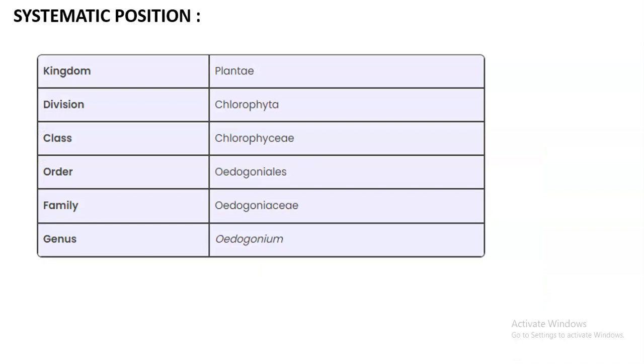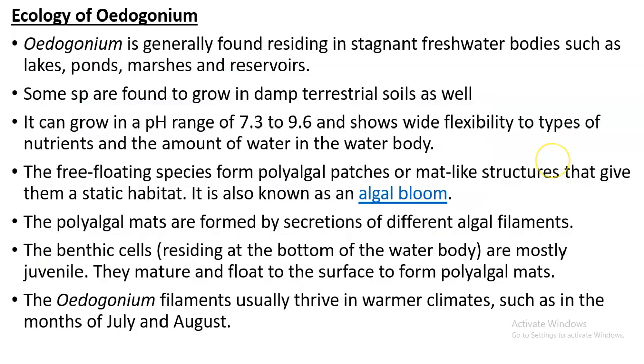So coming to its systematic position, whenever we are writing an answer in algae, if it is related to some genus, we have to write the systematic position first. So it belongs to the kingdom Plantae, division Chlorophyta, class Chlorophyceae, order Oedogoniales, family Oedogoniaceae, genus Oedogonium. Under this there will be multiple species. Actually, worldwide there are around 400 species of Oedogonium identified, and about 20 species of it belong to India. So we'll see in detail about Oedogonium.